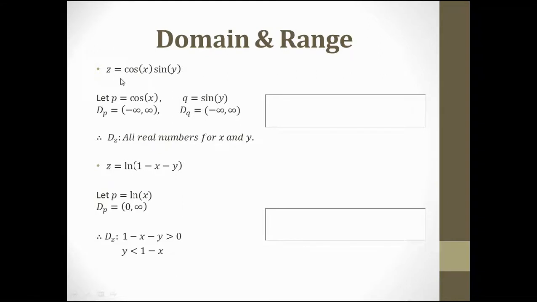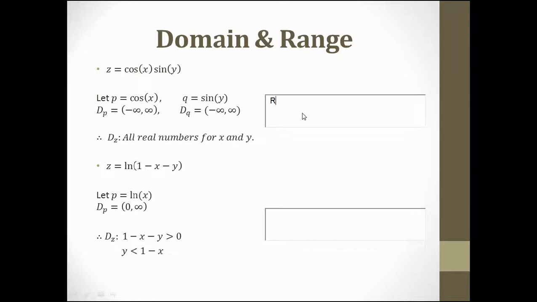So what's the range of this function right here? Well, what's range again? Range just means what's the set of all the possible z values that z can take. So how do we find that out? Well, notice that z is defined by these two functions right here. So in essence, the range of cosine of x and the range of sine of y would determine what z values can take, right? So let's just list out what the range of cosine of x and sine of y are.